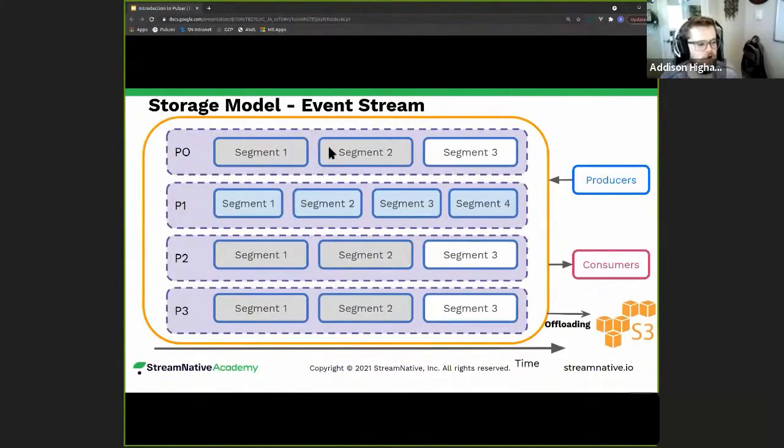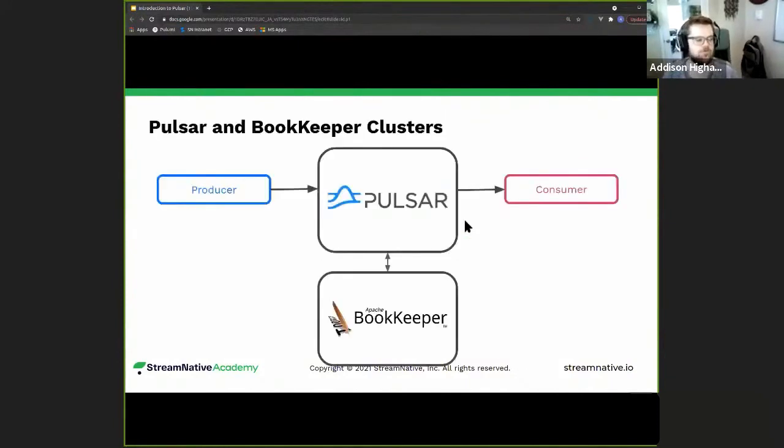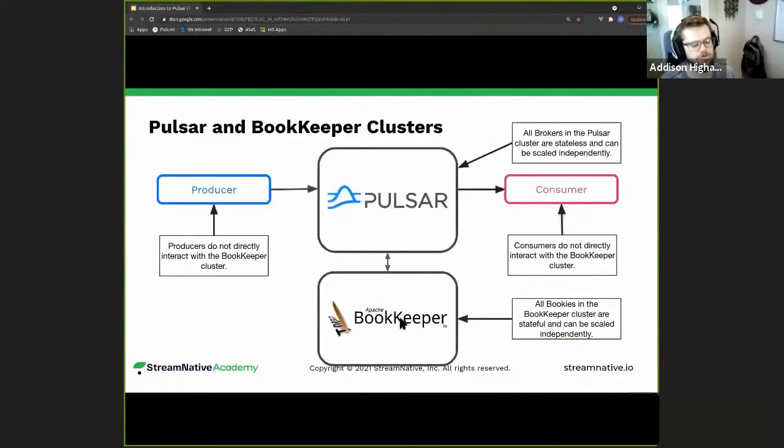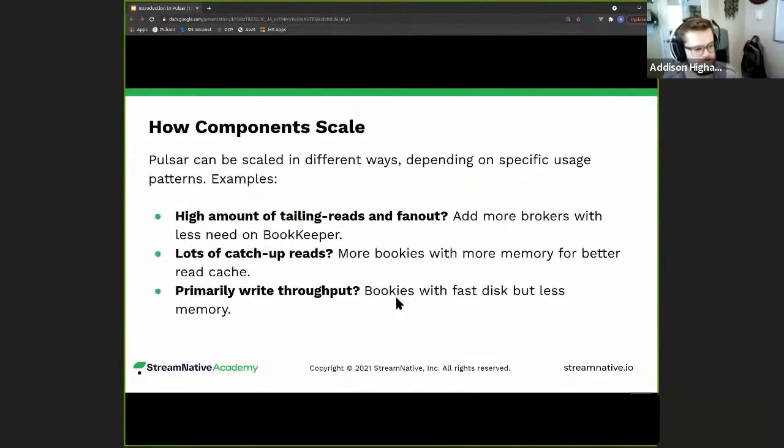And finally, all these segments here that are in gray can be offloaded into S3. So we only have to keep some of our more recent data that we're actively writing to. Once again, BookKeeper is not a direct dependency that clients interact with. The producers and consumers interact with Pulsar, and then Pulsar uses BookKeeper as a dependency. This allows Pulsar to be scaled independently, and BookKeeper once again can be scaled independently, with Pulsar being stateless and the Pulsar broker having some state.